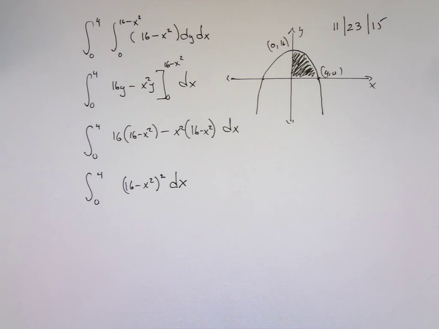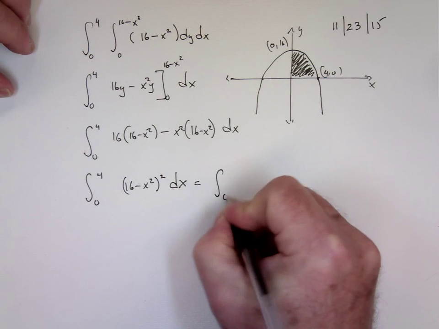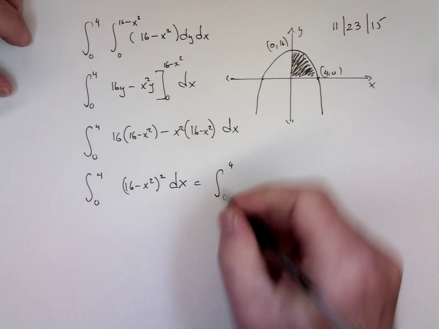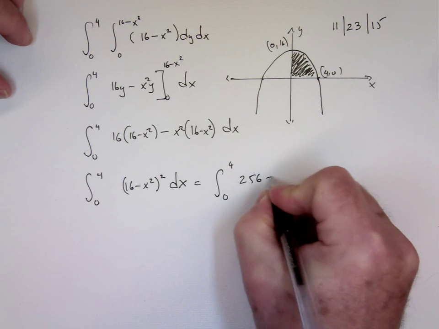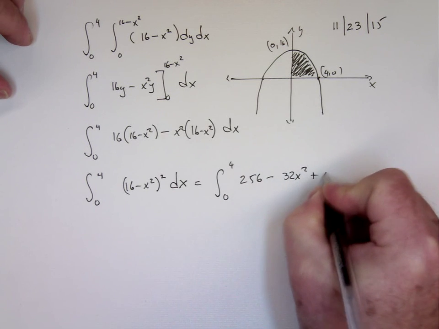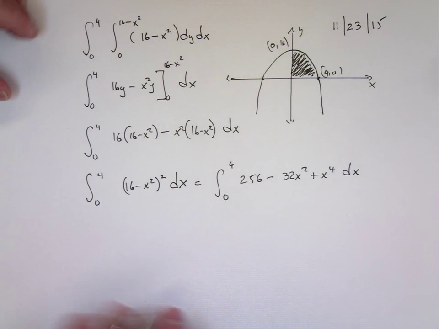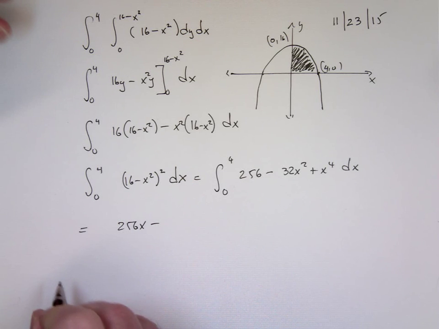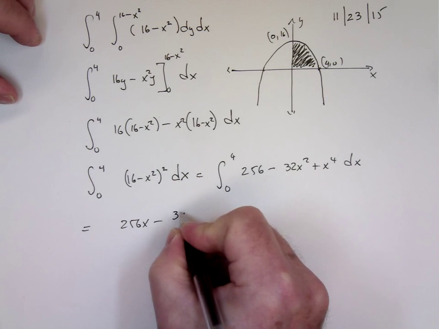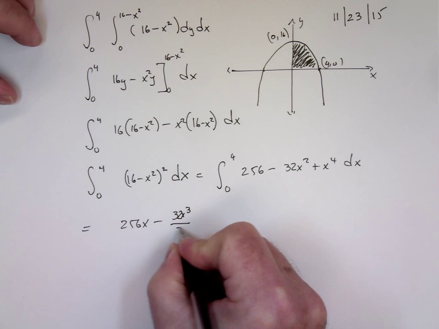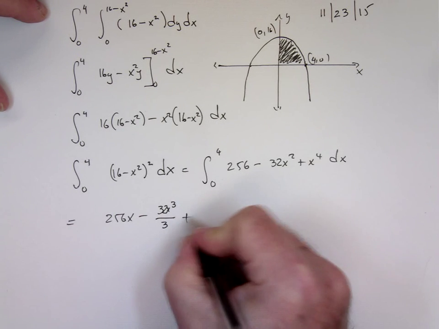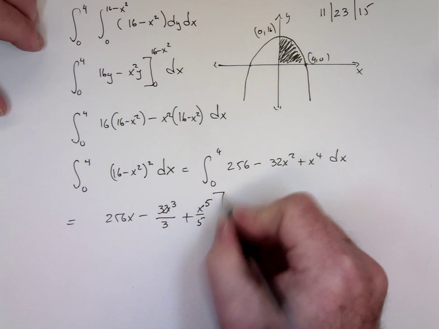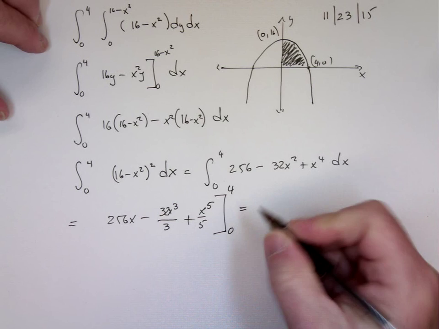And now we're going to do this integral, but unfortunately we have to multiply it out to do it. We don't have an x hanging out as our du, so we're going to have to multiply it out. So we get 256 minus 32x squared plus x to the 4th. It's kind of yuck here. Okay, and then integrate it, 256x, 32x cubed over 3, x to the 5th over 5, from 0 to 4. A little messy in here.